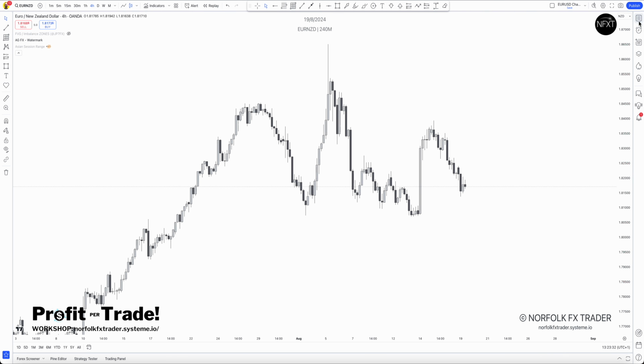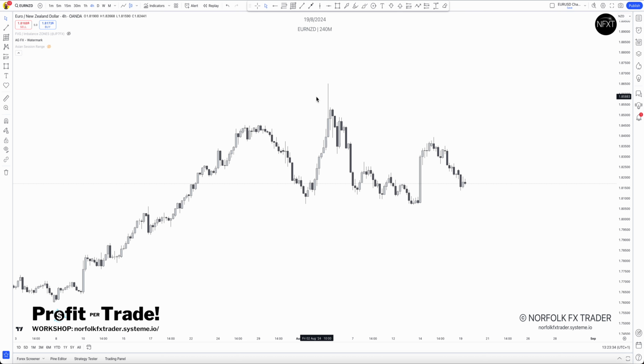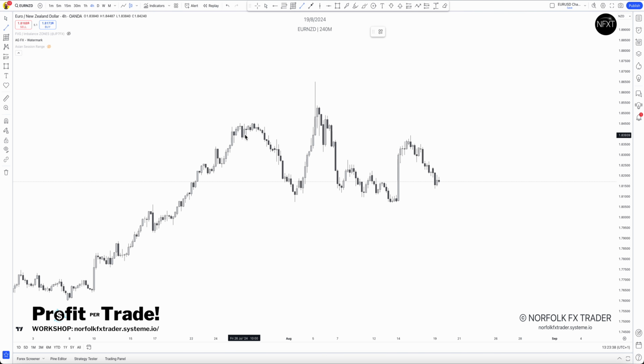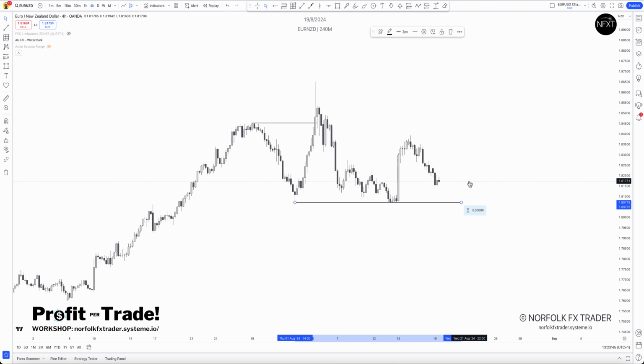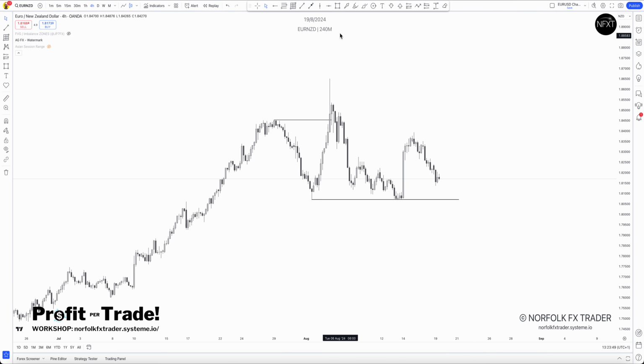So let's now head over to the next pair, and that is going to be looking at the Euro New Zealand. So again, we need to do the same thing once again. We look at our structure. So a previous break of structure to the upside leaves this swing low. And again, we're waiting for the swing to be removed to reverse that structure.